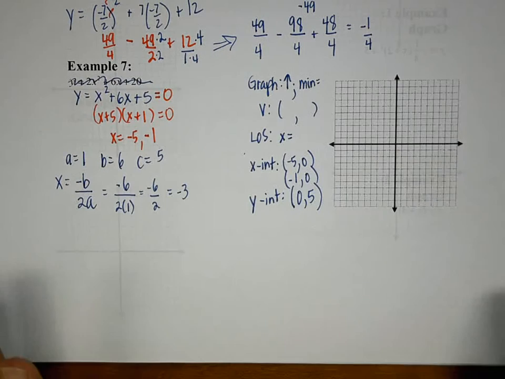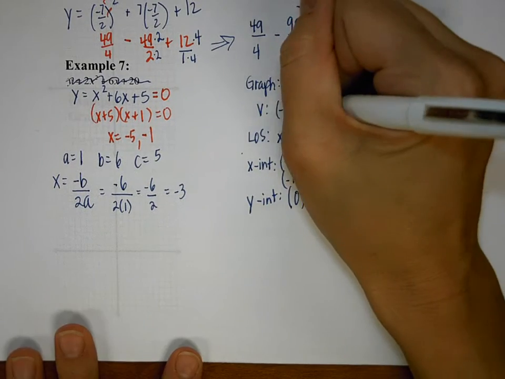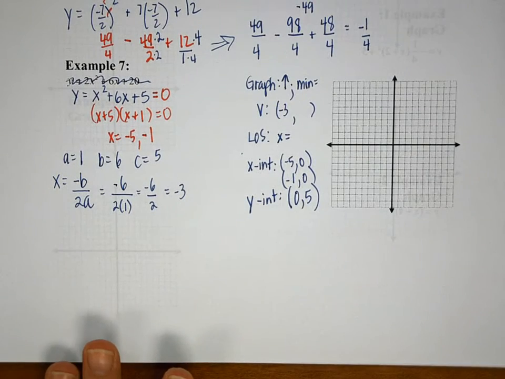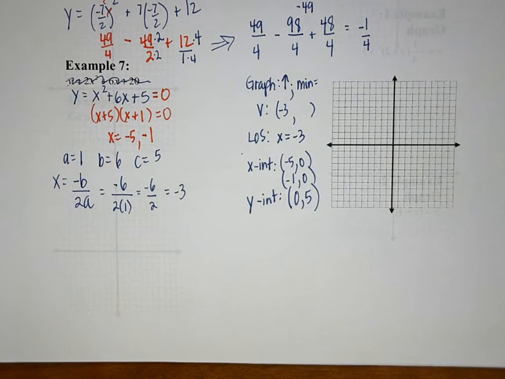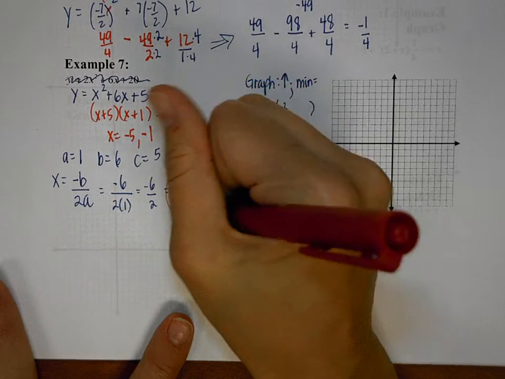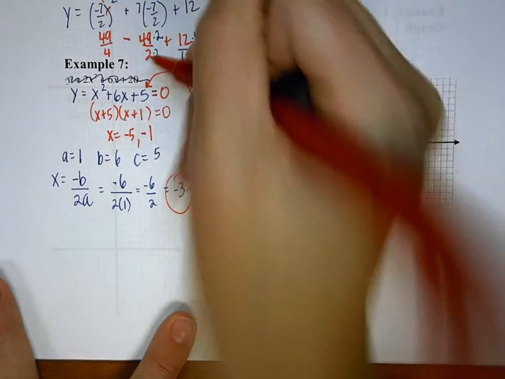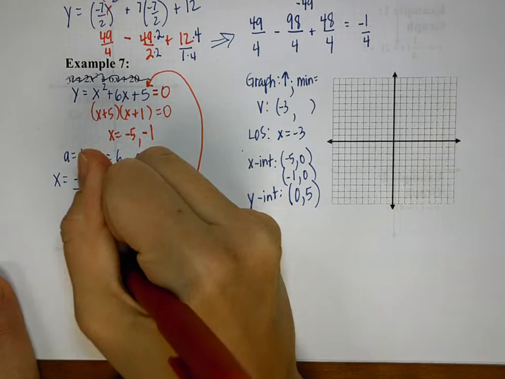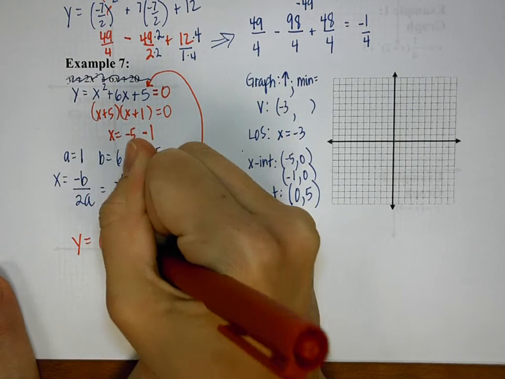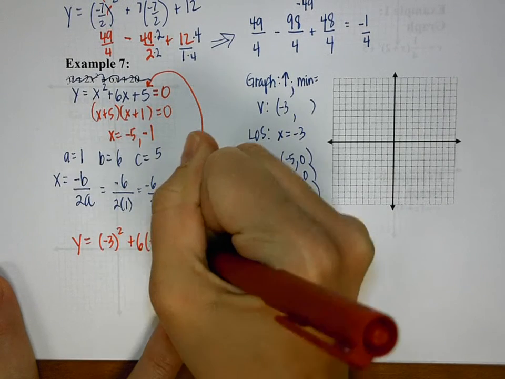So where do I put that -3? Your vertex for the x, -3, and where else? Line of symmetry. How do I find my y value? Take this and plug it back into your original equation. Okay, so we have y equals -3 squared plus 6 times -3 plus 5.